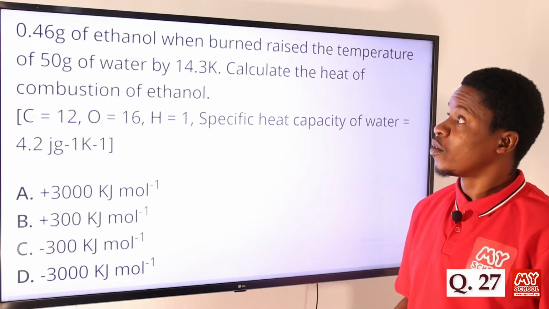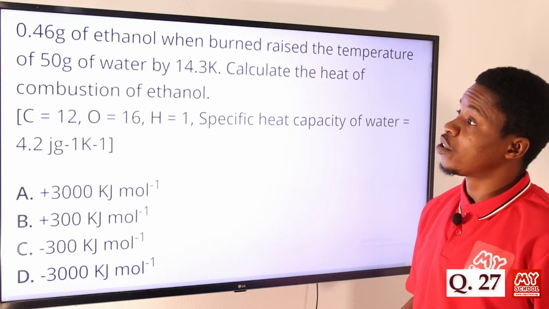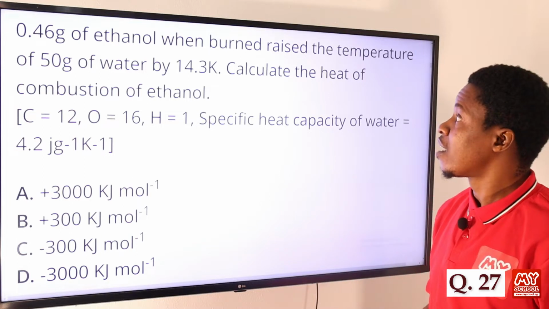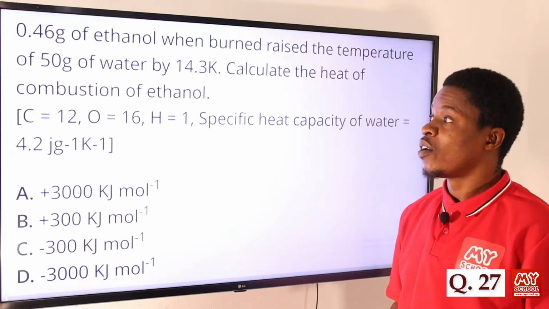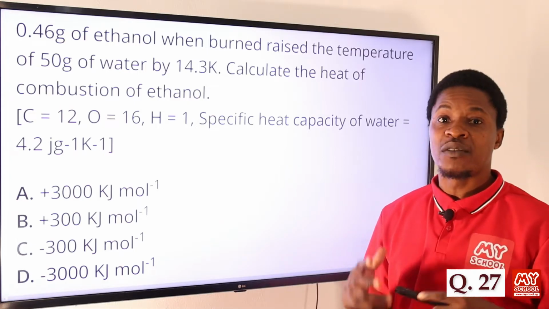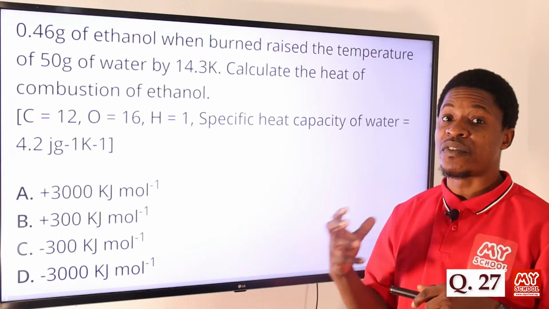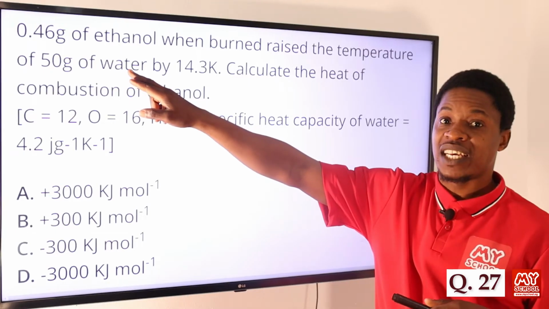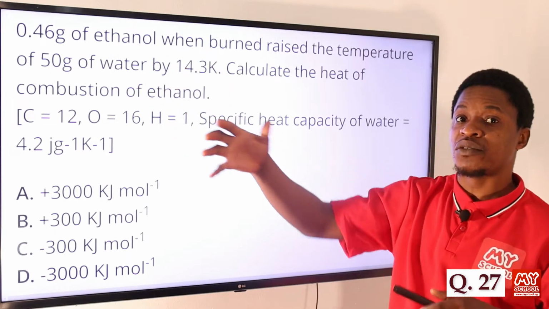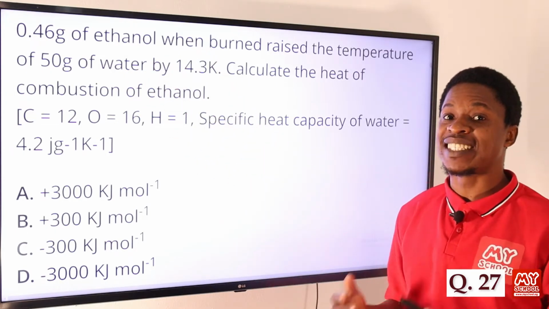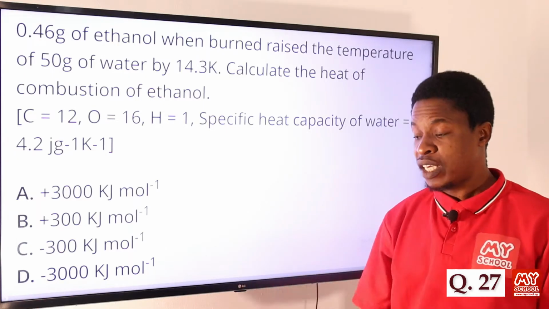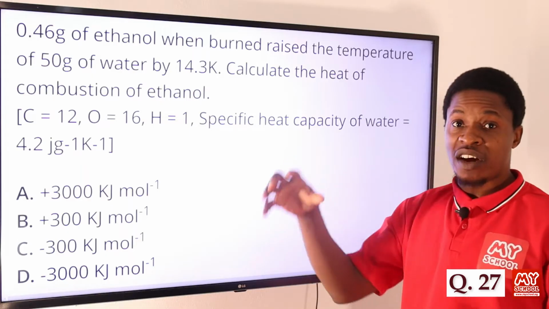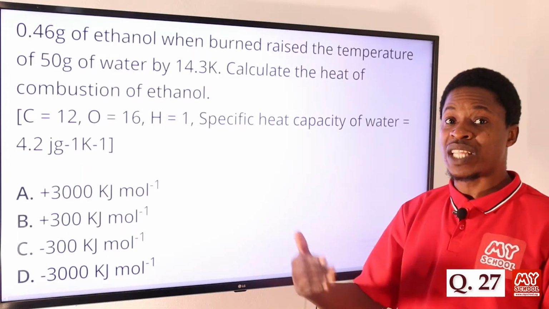0.46 gram of ethanol, when burnt, raised the temperature of 50 grams of water by 14.3 Kelvin. Calculate the heat of combustion of ethanol. Before we can calculate the heat of combustion of ethanol, we need to find out first what is the heat that is absorbed by the water. Okay, so we need to get that first. And to get that, heat absorbed by water is an endothermic reaction because heat is being absorbed into the system. Okay, so from the surrounding into the system, so it is an endothermic reaction.